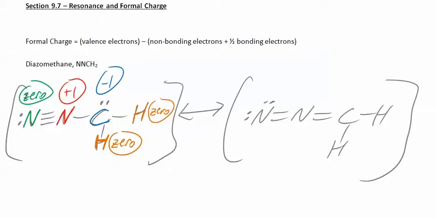Now we're going to calculate the formal charges of the atoms in this other resonance form. Since the electrons are distributed differently in resonance forms, the formal charges for some of them will be different.